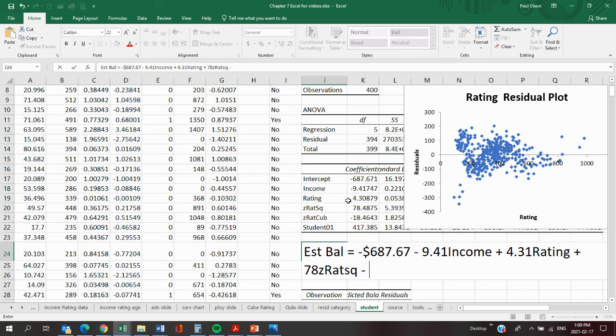And then I've got minus 18 times Z cubed. And again, those tend to be, if you're looking over here, relatively small numbers, often around 0, maybe plus 2 or minus 2, something like that. So it's not a huge impact. And then the big one is $417.39. You're a student. You're a student, you're going to carry a lot bigger balance on your credit card. And that's an important piece of information that we've just discovered here, separate from all these other sorts of things.